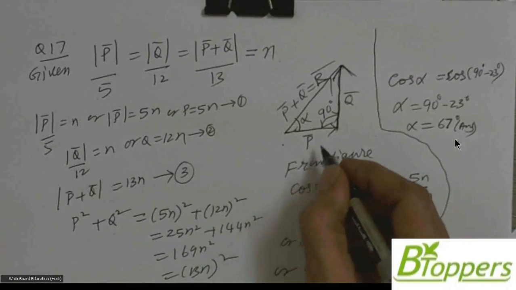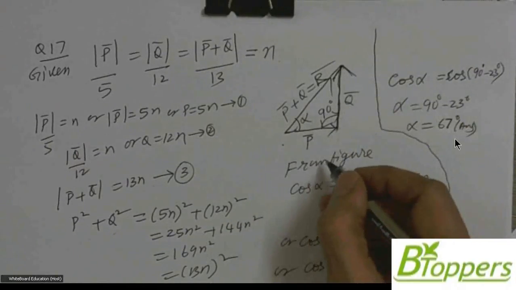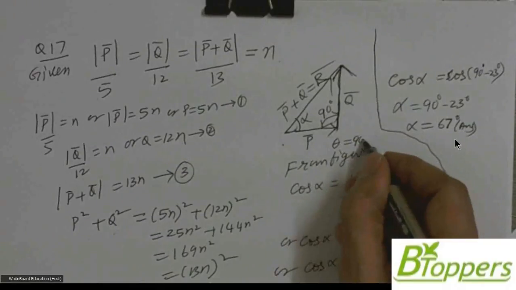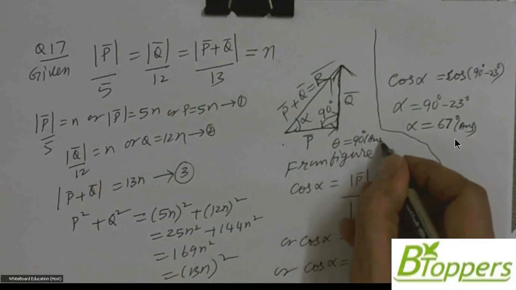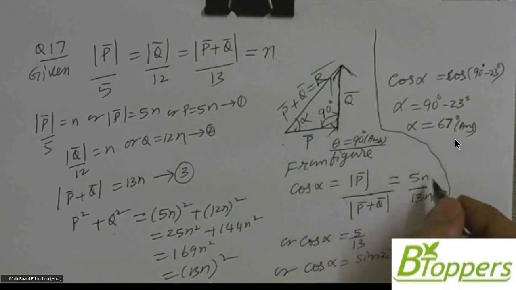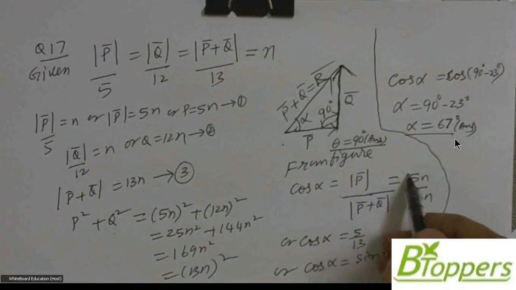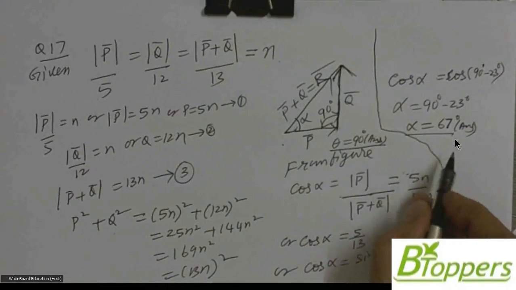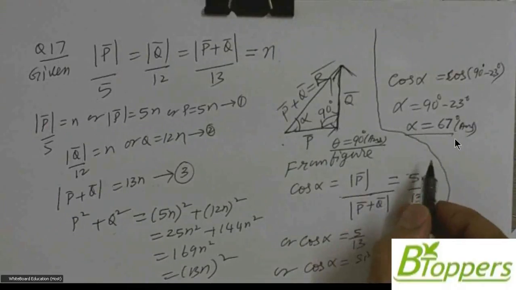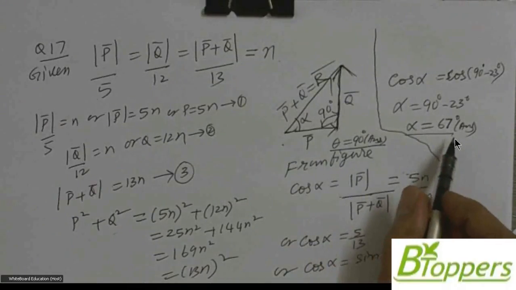So the answers for the problem are theta equal to 90 degrees, means angle between p bar and q bar is 90 degrees. Alpha equal to 67 degrees. That means the angle made by the resultant of p bar and q bar with the first vector p bar is 67 degrees.